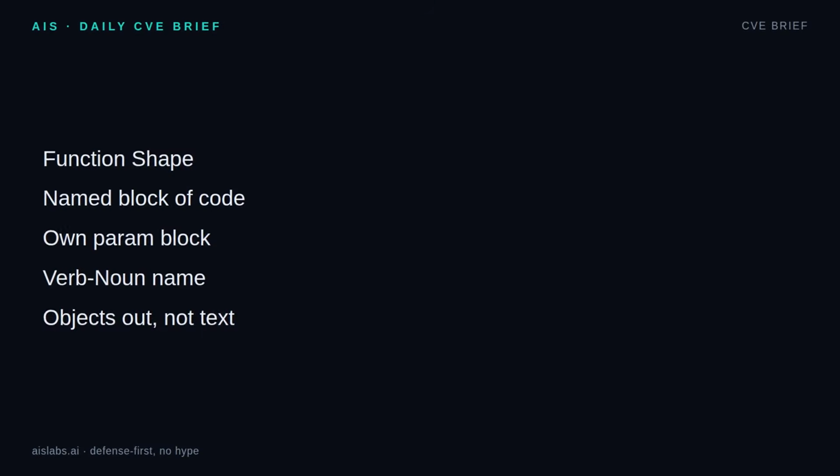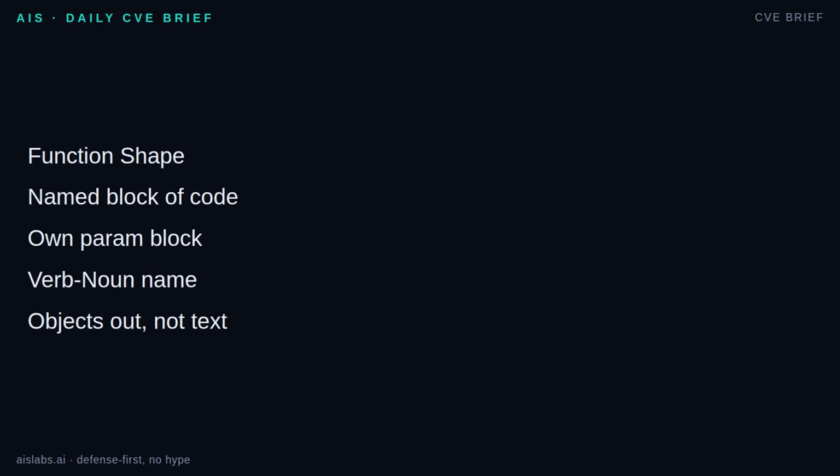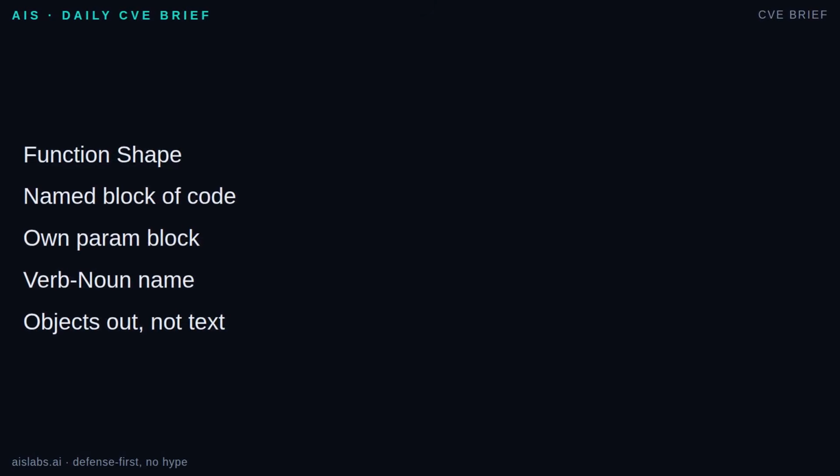A PowerShell function is a named block of code with its own parameters. Think of it as the point where a useful command graduates into a tool. Use approved Verb-Noun names, like Get-ComputerAudit or Test-ProfilePath, because your future self and your teammates already understand that pattern from Get-Service and Get-Process.